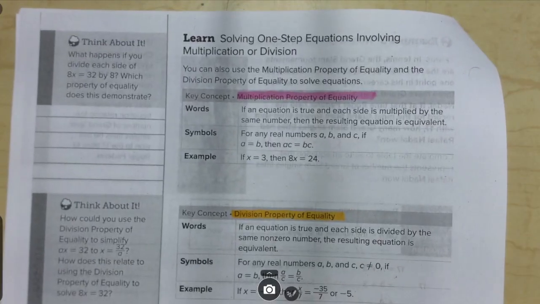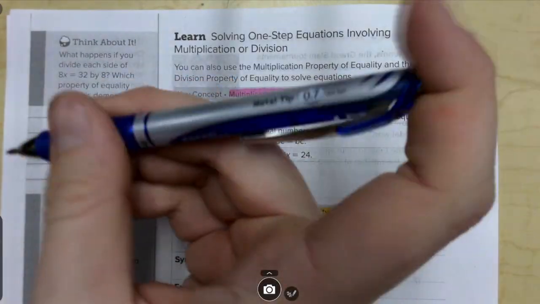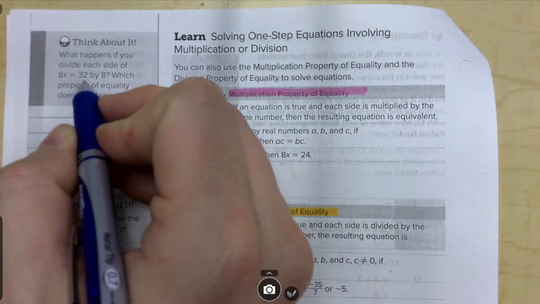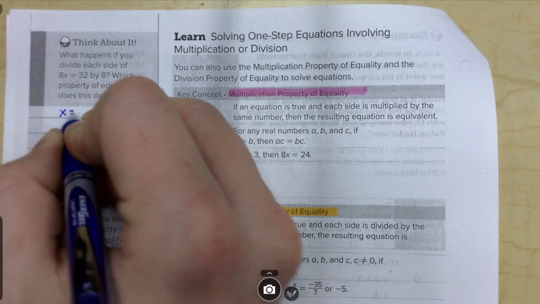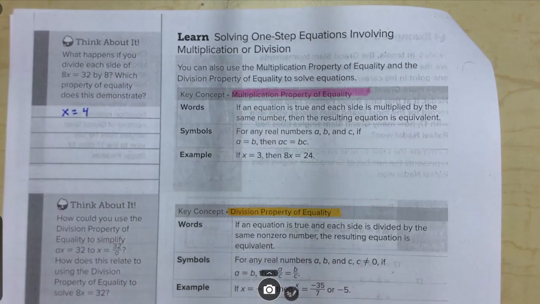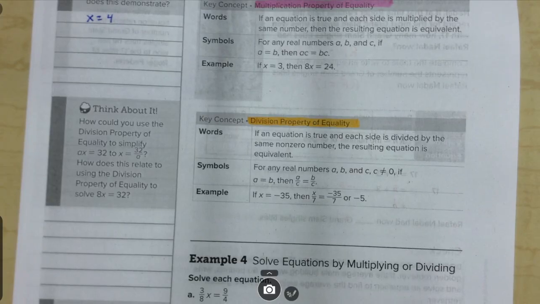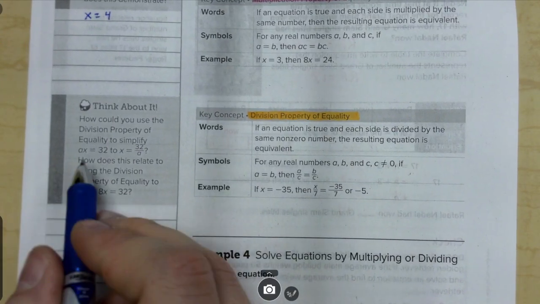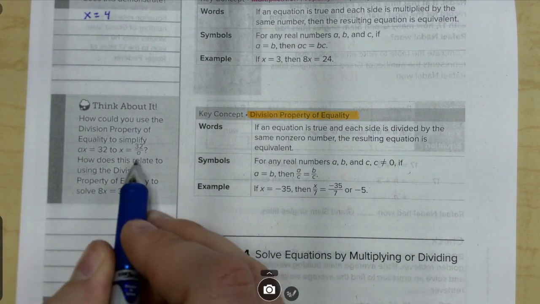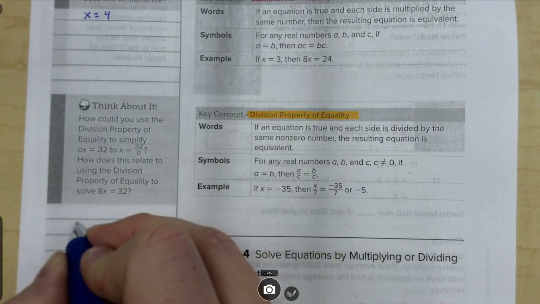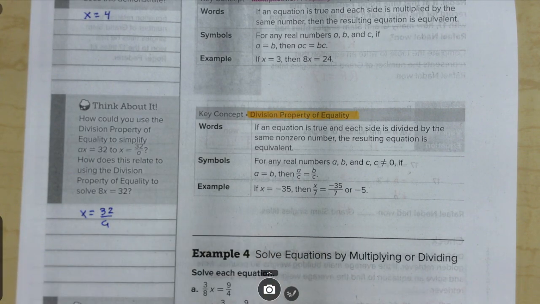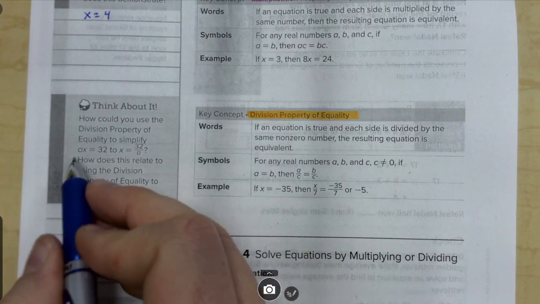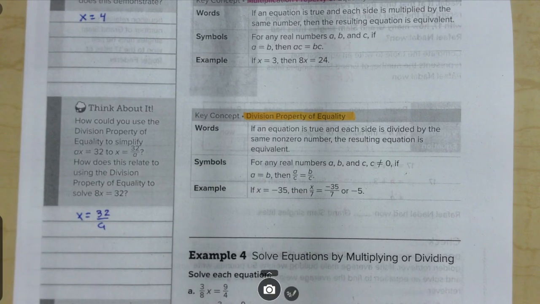For our think about it, what happens if you divide each side of 8x equals 32 by 8? Well, dividing both sides by 8 gives us x equals 4. This is the division property of equality. What happens here? Same thing, we're going to divide both sides by a. So we get x equals 32 over a. That's the division property of equality. You're just dividing both sides by the number a.